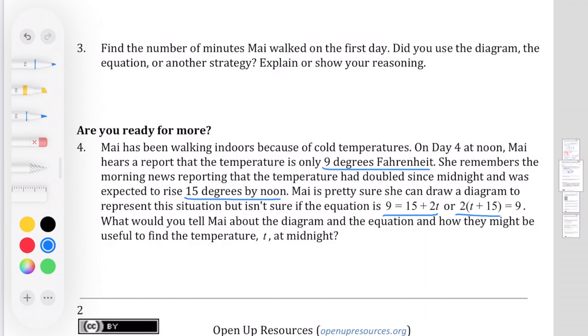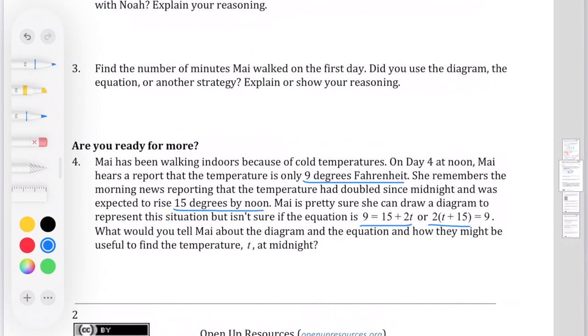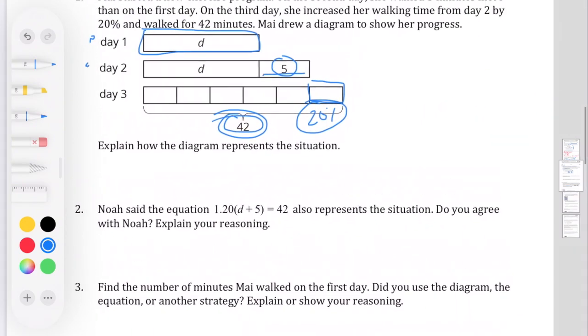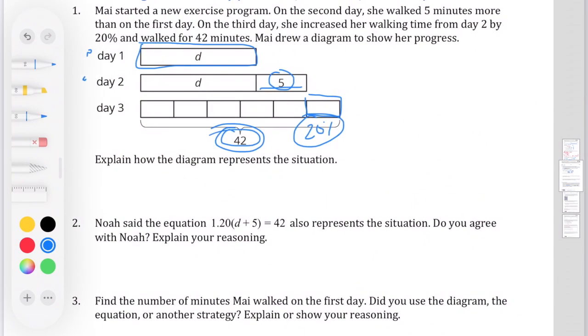What would you tell her about the diagram and the equation, how they might be useful to find the temperature T at midnight? So go ahead, pause the video right here and work through these 3, and if you're finished early, go ahead and do number 4.